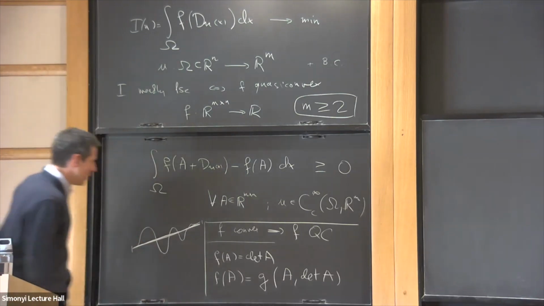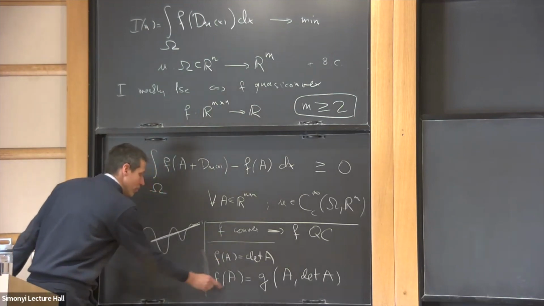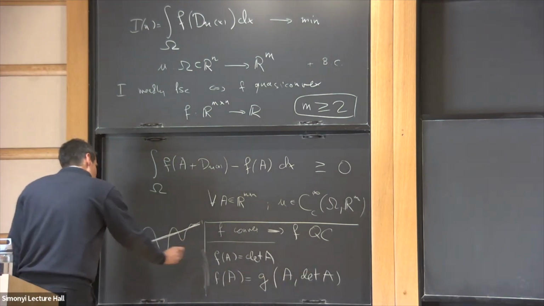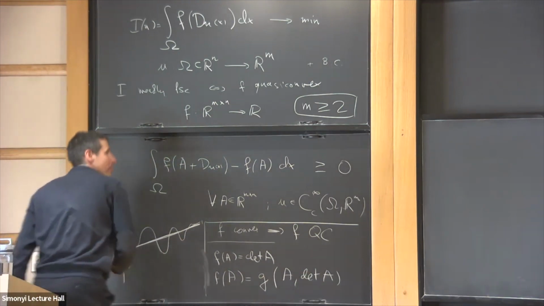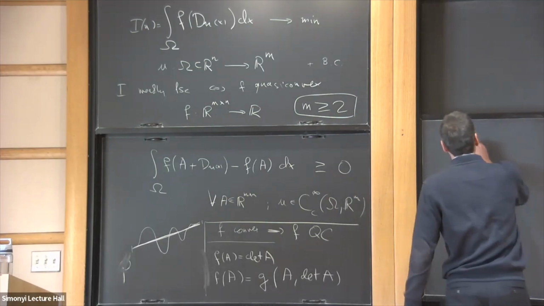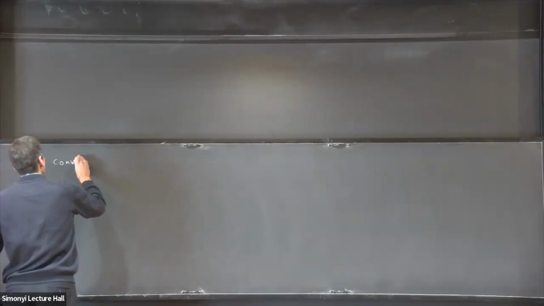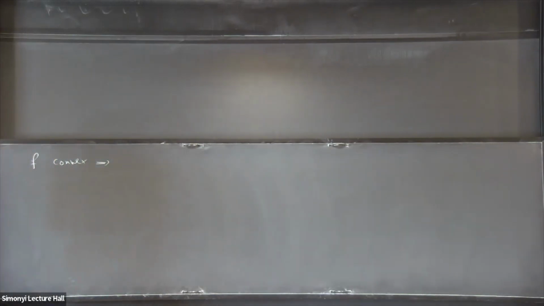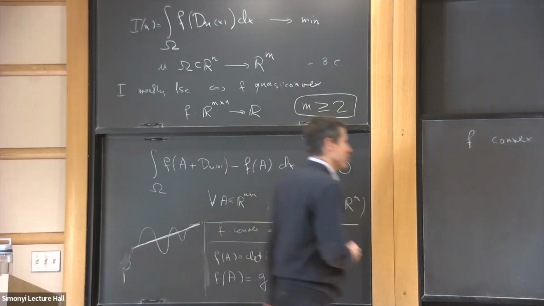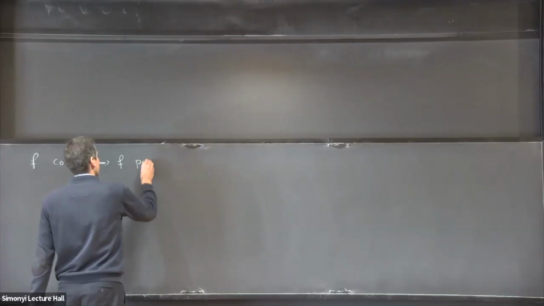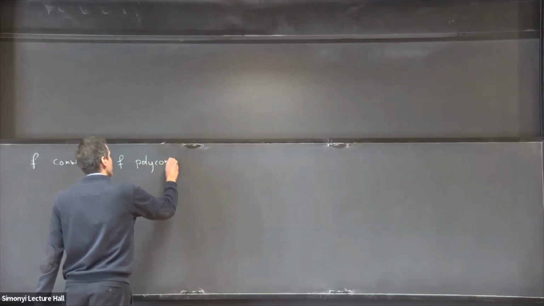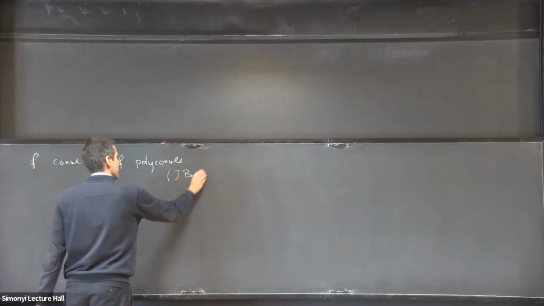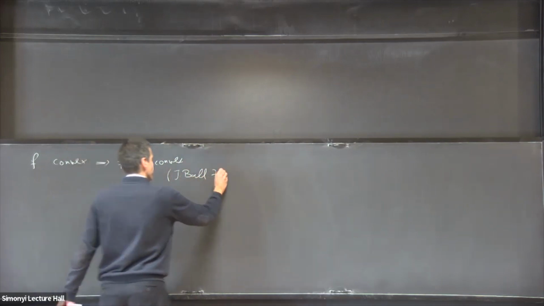Okay, and so these examples, a convex function of the matrix and its subdeterminants, are called polyconvex. F convex implies polyconvex, which implies quasi-convex. And of course, it's a more general class. And this class of functions was introduced by John Ball in 1977.